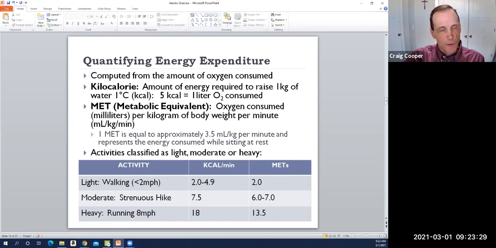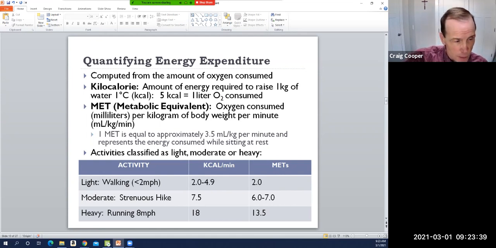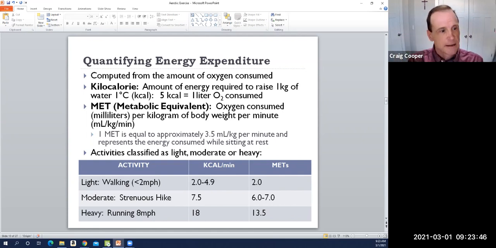They've developed tables that talk about different activities and how many METs they are. How many METs is it to walk at a given speed? How many METs is it to mow your yard with a push mower? How many METs is it to vacuum? They've got all kinds of exercise activities, but also ADL activities, that they've quantified. So that's where METs become relevant, but they really are just a percentage of that VO2.